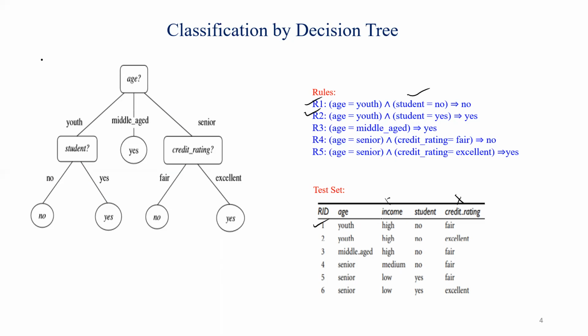So if age is equal to youth and student is equal to no, what is the class label? Student is equal to no in the sense this is the first rule. So the class label is no. So here the label is no.